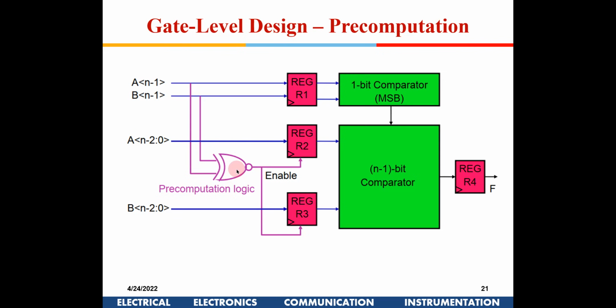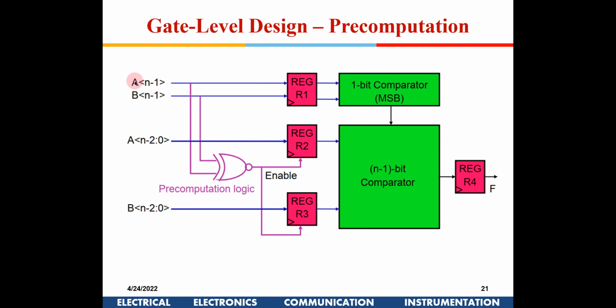Okay, now what does that XOR gate do? If the MSBs are not equal, can I switch off this entire block? Obviously, if the MSBs are not equal, then you just have to compare the MSB. You don't have to compare the rest of the bits at all. So I can power off this entire part, and the output can be simply from the MSB. I can route it to the output register, right?